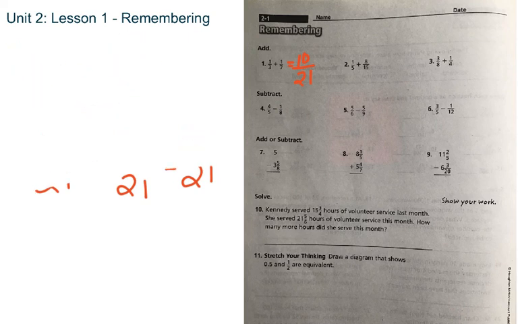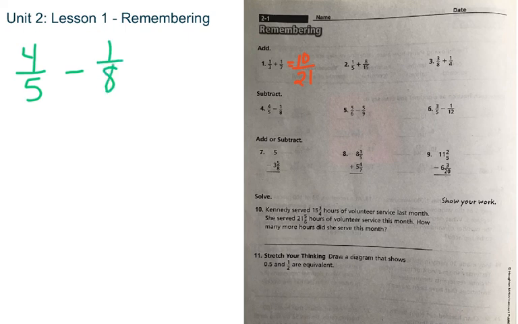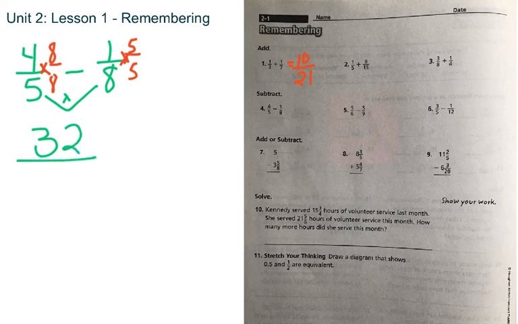Okay, let's go down to number 4. This one is subtract. And here we have 4/5 minus 1/8. And we could just multiply them again by each other. This side we're going to multiply by 5, top and bottom. And this side we're going to multiply by 8, top and bottom. 4 times 8 is equal to 32 over 40. Minus 5 times 1 is equal to 5, and 8 times 5 is equal to 40.